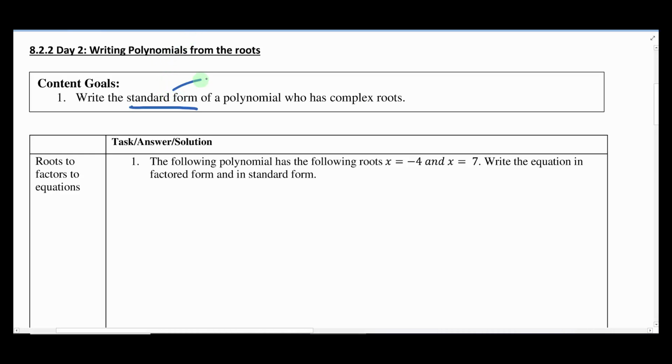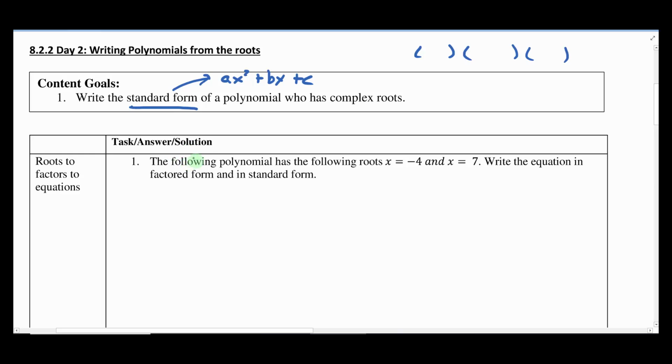All right, and just a bit of review, we talked about this yesterday, but the standard form looks like this, where we have all of our terms being added and subtracted together, versus the factored form, which looks like this, where we have all the parentheses being multiplied by each other. All right, so those are two different forms. So let's talk about an example here real quick.